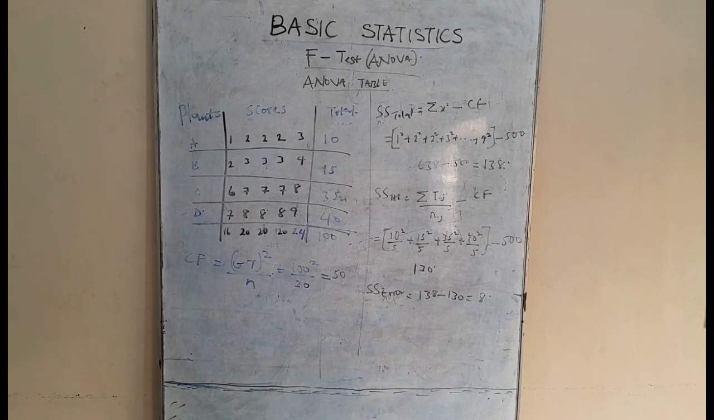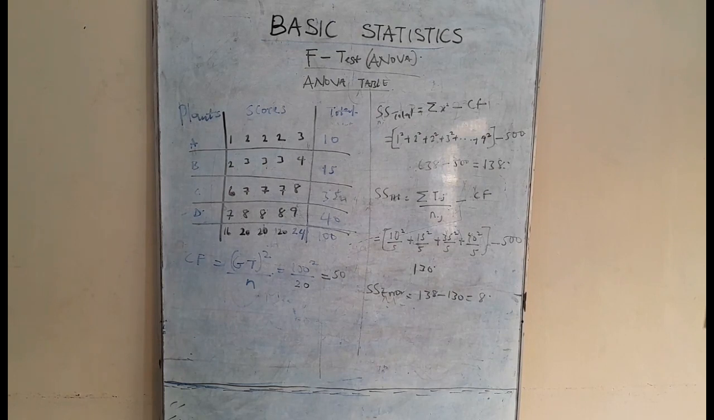Now, the first thing, what is our null hypothesis? The null hypothesis is that the participant mean bacterial loads were the same across the 4 plants. That means mean A is equal to mean B is equal to mean C and is equal to mean D. Then the alternative hypothesis will be what? Participant mean bacterial loads were not the same for at least a pair of plants.